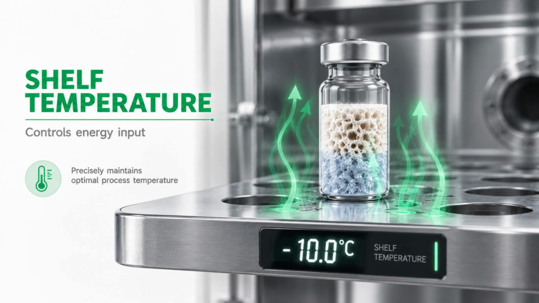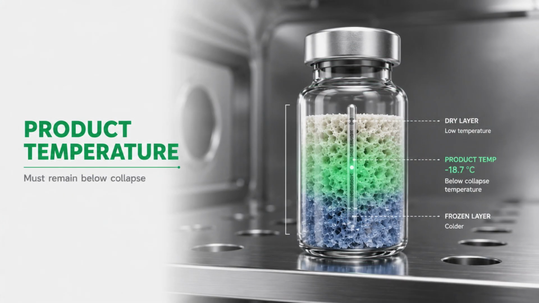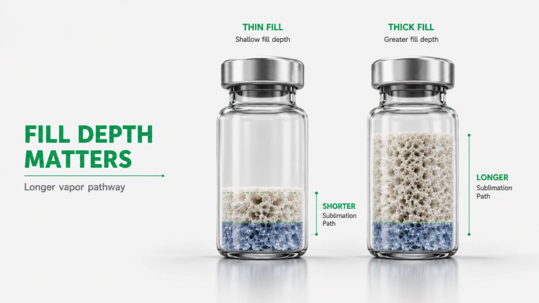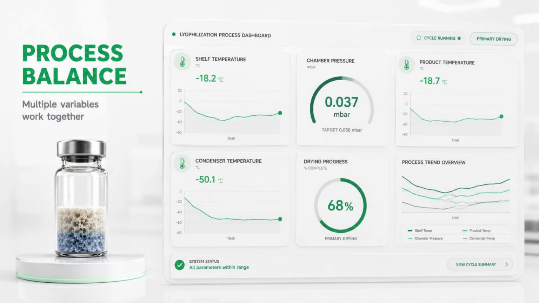The speed of sublimation depends on several process parameters working together. Shelf temperature supplies energy. Chamber pressure maintains the low-pressure environment. Product temperature must remain below its critical limit, while fill depth and ice crystal size determine how easily vapor can move through the dried cake. Balancing these variables is essential for an efficient drying cycle.